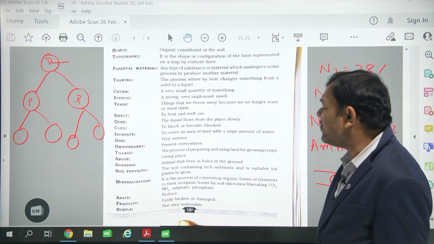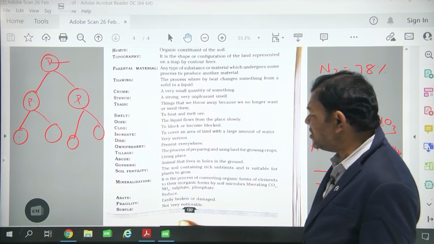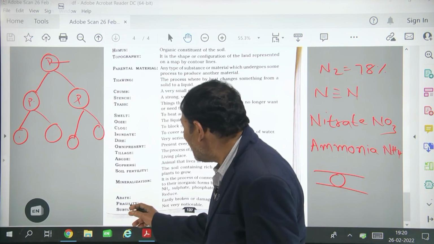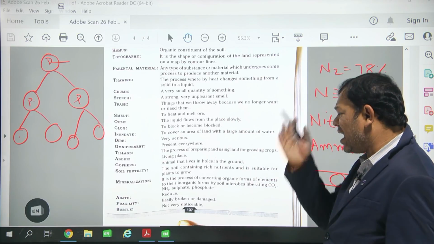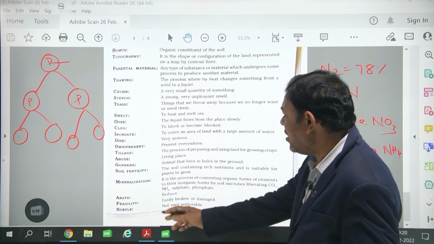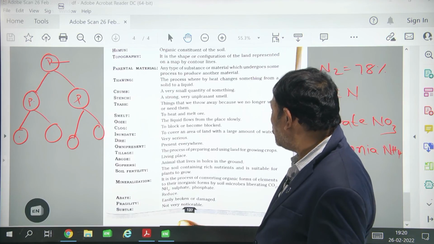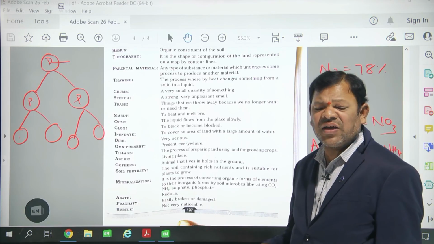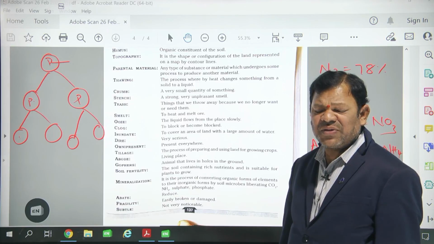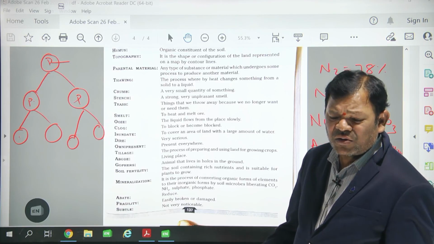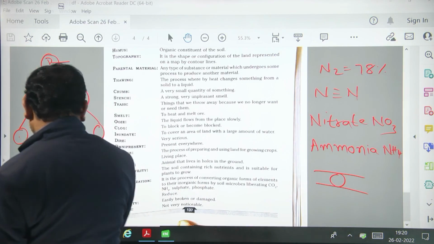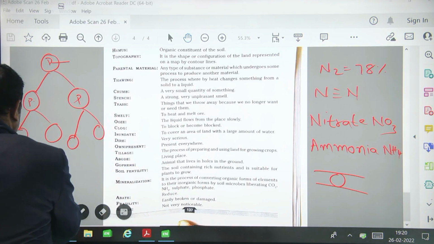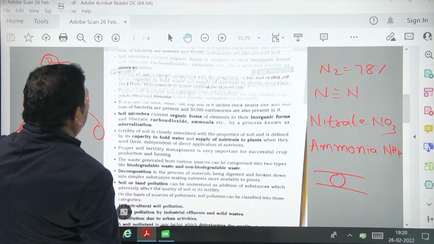Abate means we can reduce. Fragility, easily broken or damaged. Subtle, not very noticeable, so we cannot notice it. Some of the changes occur that are very noticeable. So this is about this lesson, soil pollution.